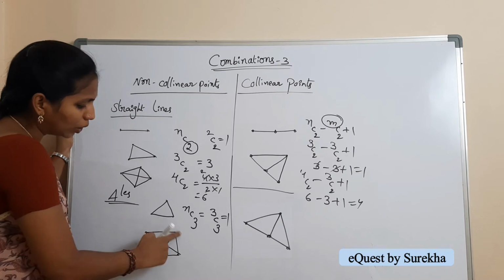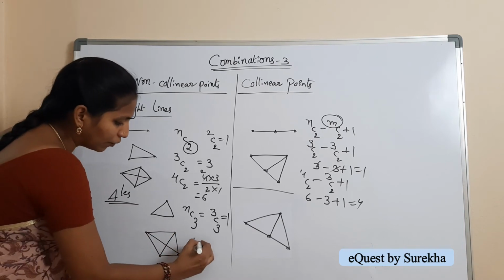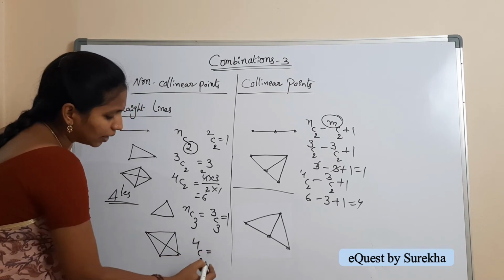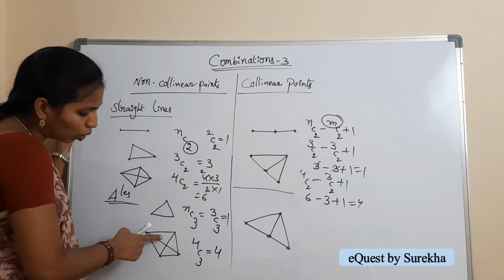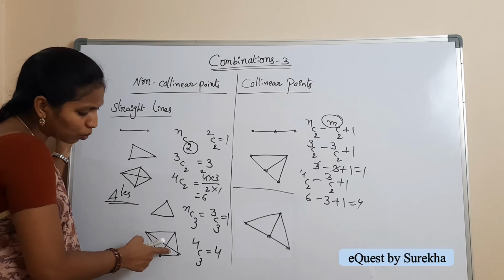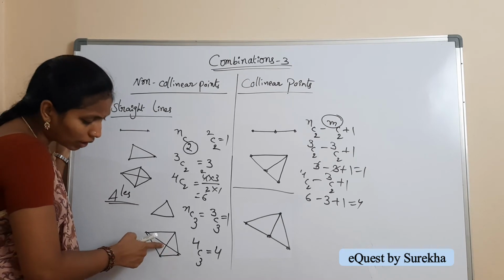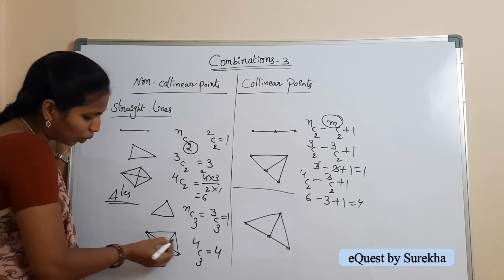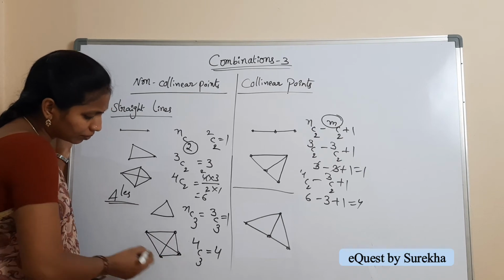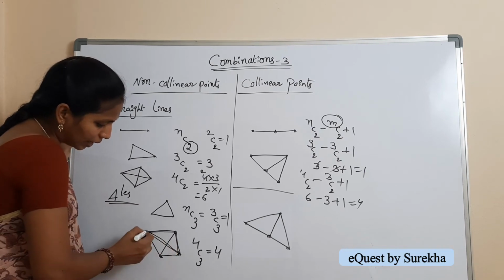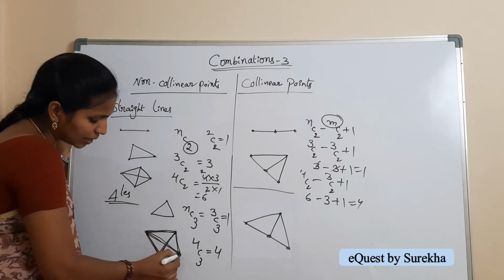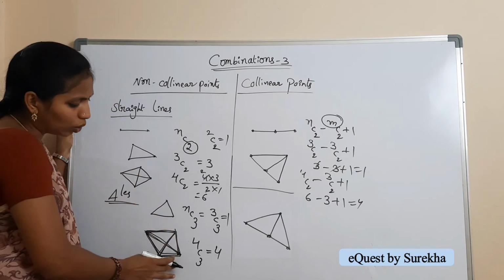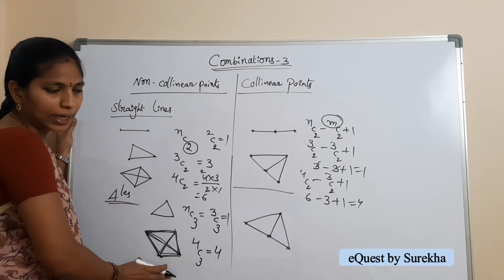See here, 1, 2, 3, 4. 4 points are there. 4C3 equals 4. How many triangles are formed? Don't count these small triangles because there is no dot in the middle. Here, points are only 4. This is one triangle. This is another triangle. This is one more triangle. This is the final triangle. Total there are 4 triangles.